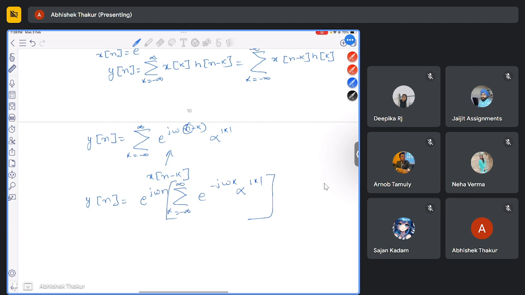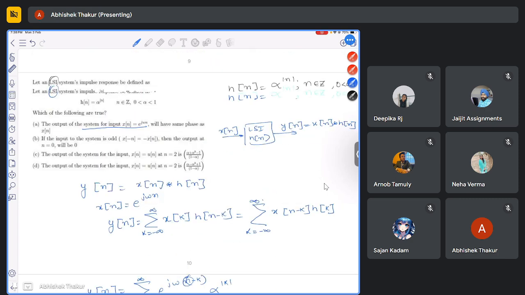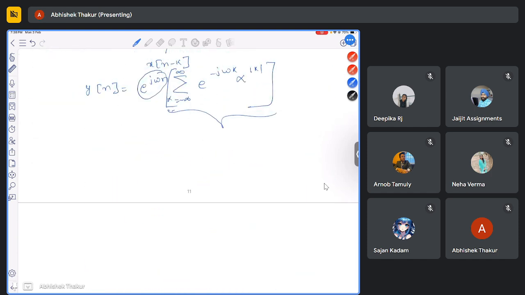So again, see the y of n will have the same phase. Beside the phase of the system, y of n will have the same phase, and there will be some different magnitude we can find using this. So for this, option A is the correct answer. Now we'll see option B: if the input of the system is odd, then the output at n equal to 0 is.